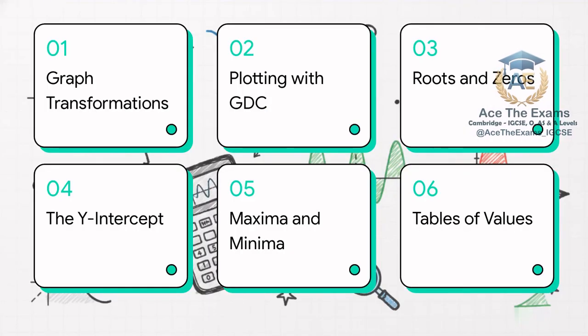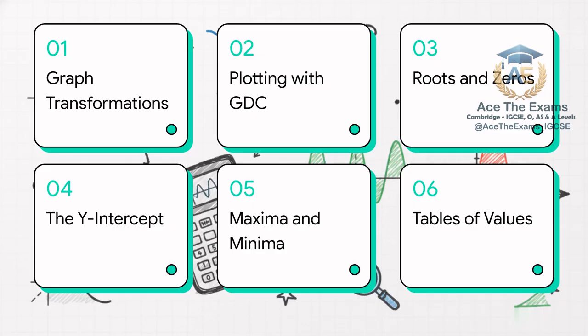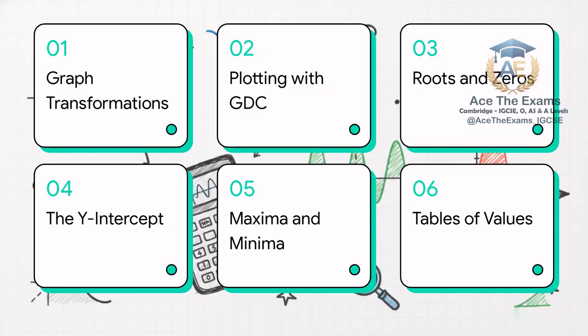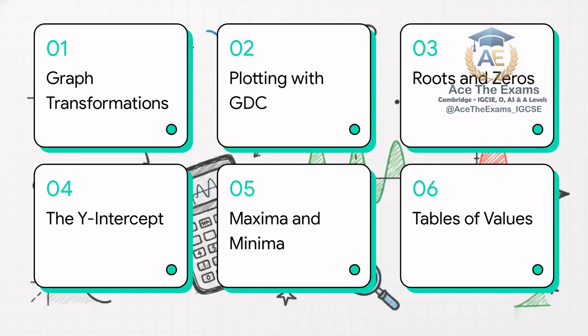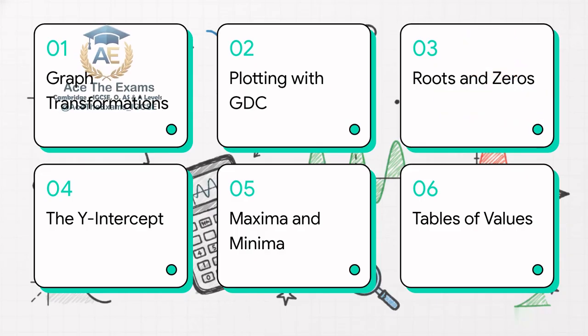Here's our game plan for today. First, visualizing graph transformations. Second, plotting with your GDC. Third, finding roots and zeros. Fourth, locating the y-intercept. Fifth, tracking down maxima and minima. And finally, creating tables of values.